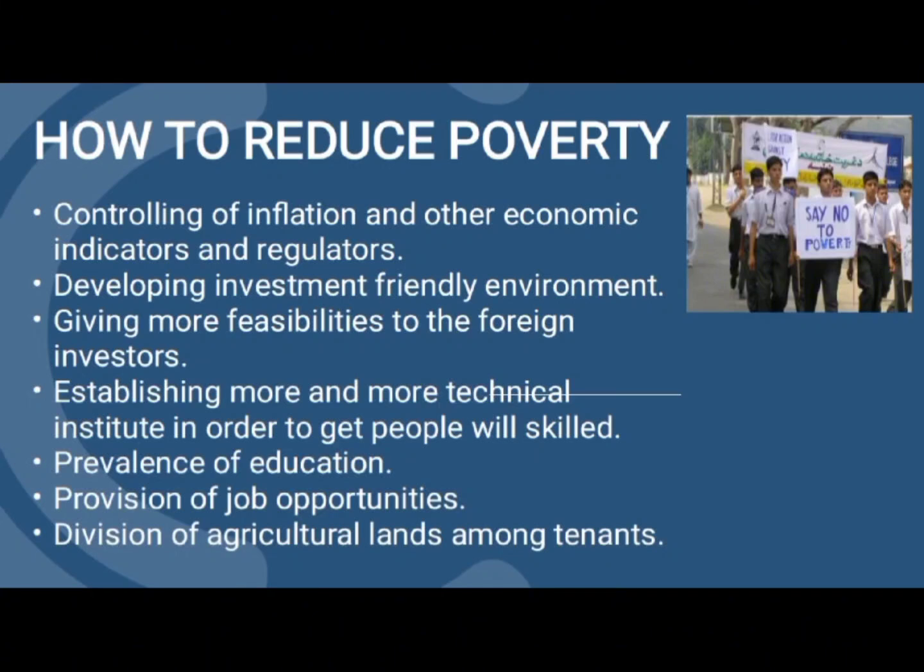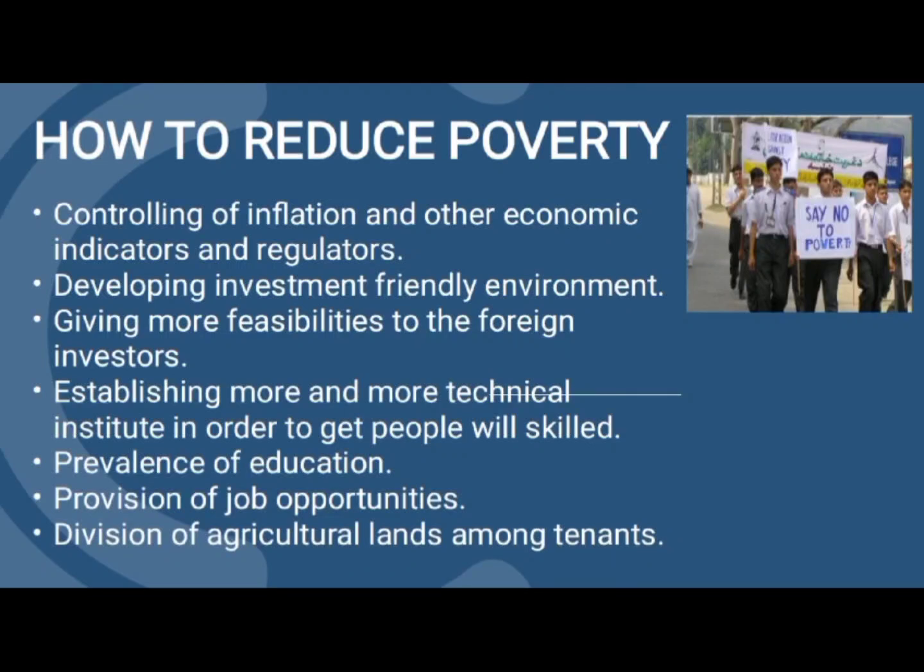Number 1, controlling inflation means keeping prices stable so things don't get too expensive too quickly. Regulators like the central bank use tools such as interest rates to manage inflation. Other economic indicators like unemployment rates and GDP growth show how healthy an economy is. Number 2, creating an investment friendly environment means making it attractive and easy for people to invest their money in businesses or projects. This involves having clear and fair rules and opportunities for growth.